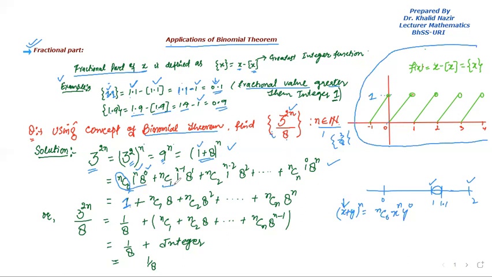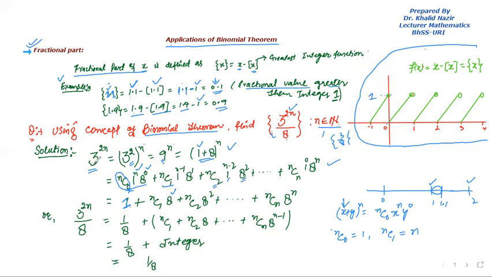Now nC1, as already calculated, nC0 is 1 and nC1 is n for all n, right? So this is n, but I have written directly nC1. 1 raised to the power n minus 1 is 1. 8 raised to the power 1 is 8. Similarly, this is 1, nC2 times 8 squared, and so on.